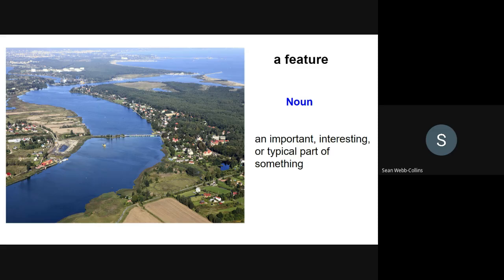What word forms are we also looking at? Yep, we have the verb feature and the adjective featured. So once more, the word forms are the noun a feature, the verb feature, and the adjective featured.